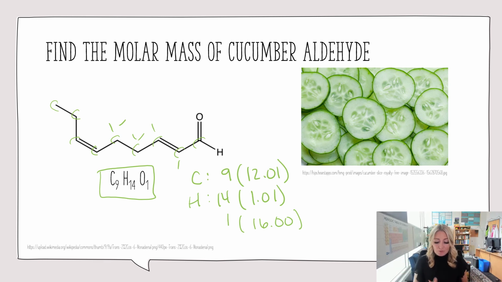We are going to multiply 9 times 12.01, 14 times 1.01, and 1 times 16. We're going to add all those values together. Because we're adding those values together, we're going to make sure that we report our molar mass, and this is out of my calculator, to 2 decimal places. And remember that a molar mass is a ratio. So this is 138.23 grams of cucumber aldehyde per 1 mole of cucumber aldehyde.